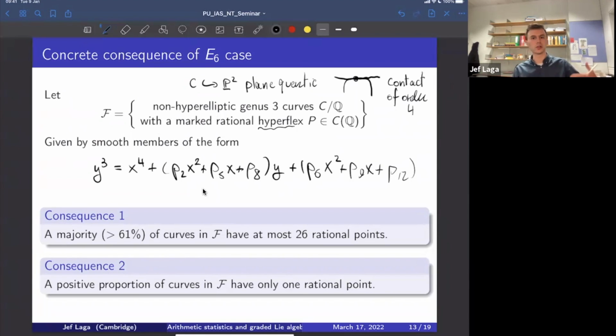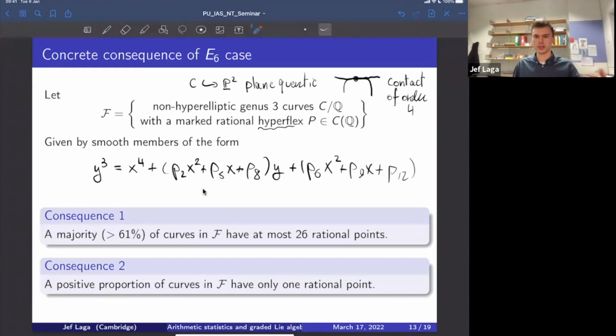And so 2 consequences of the main theorem, plus some extra work on relating that to rational points, lead to those concrete consequences. So a majority of curves in this family have at most 26 rational points. In fact, if you're willing to restrict to a small proportion, then you can prove that a positive proportion in F have only 1 rational point, namely the marked point to begin with. And the first one is proved using a Chabauty method at 7. And the second one is proved using techniques a la Poonen and Stoll.